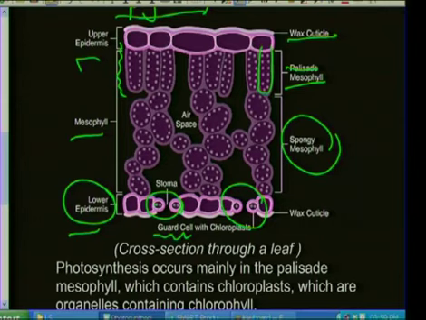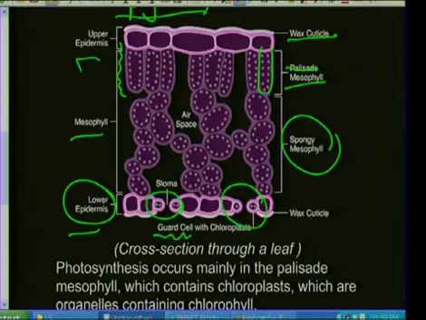I'll tell you. It's the first layer beneath the epidermis where the sun's rays will hit. So it's the closest to where the sun's rays hit, and therefore they are in the best position to convert radiant energy into potential chemical energy, which is food, glucose.